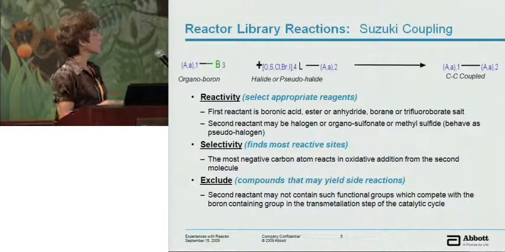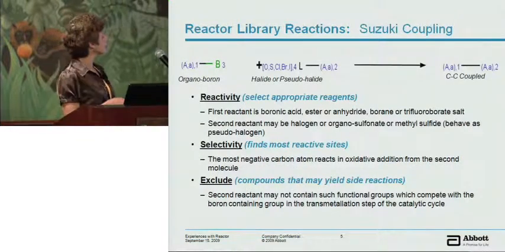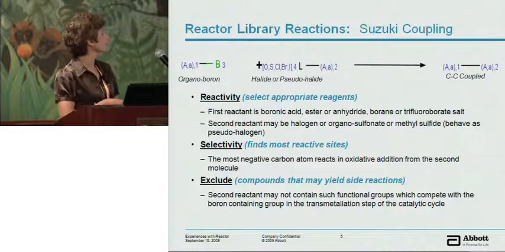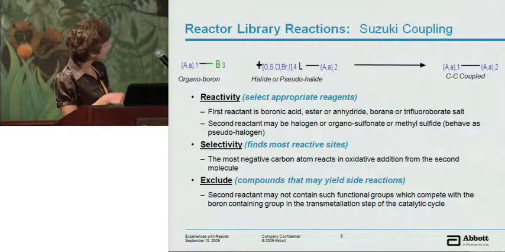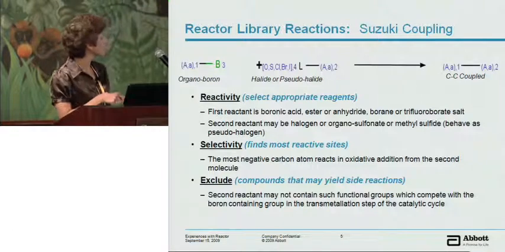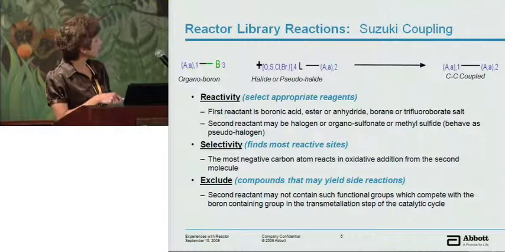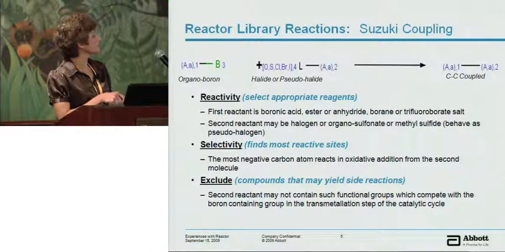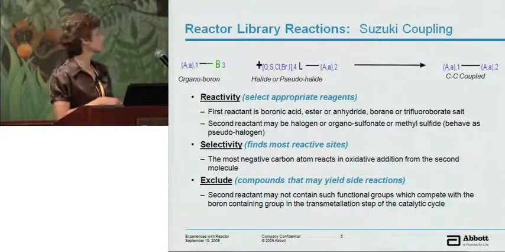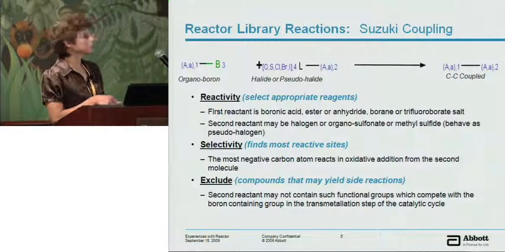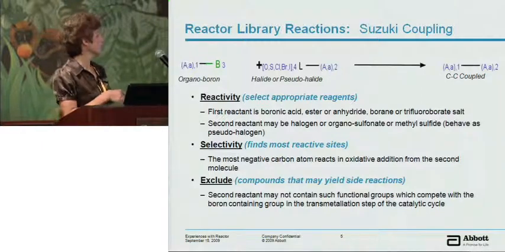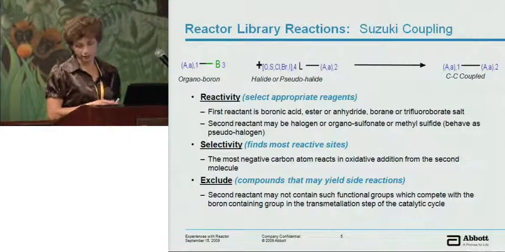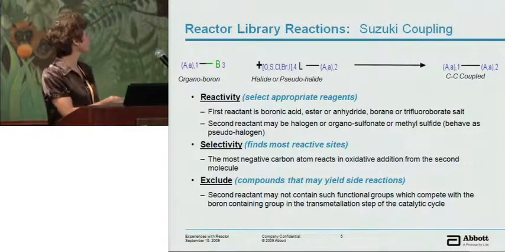Here's another reaction in the Reactor library, one that most synthetic chemists are familiar with. It's the Suzuki coupling. Again, we have our generic reaction with the encoded reaction rules to select the organoboron reagent with some kind of halide or pseudo-halide reagent to give a C-C coupled product. There are the selectivity rules built in and the exclusion rules to eliminate any bad starting materials.